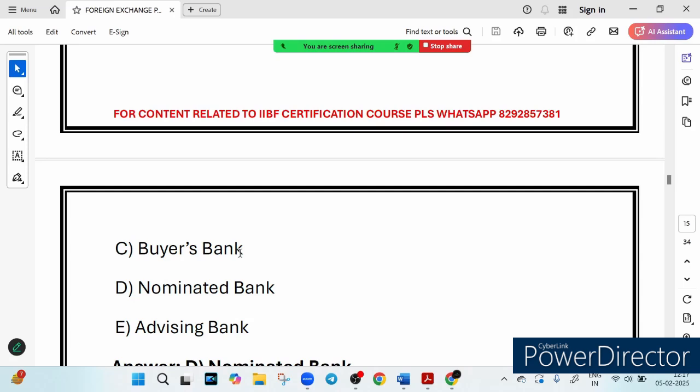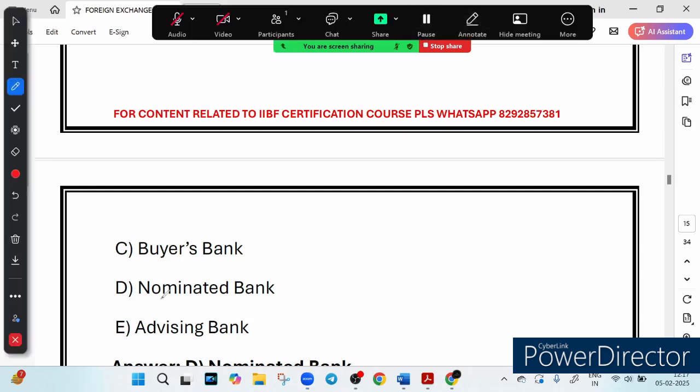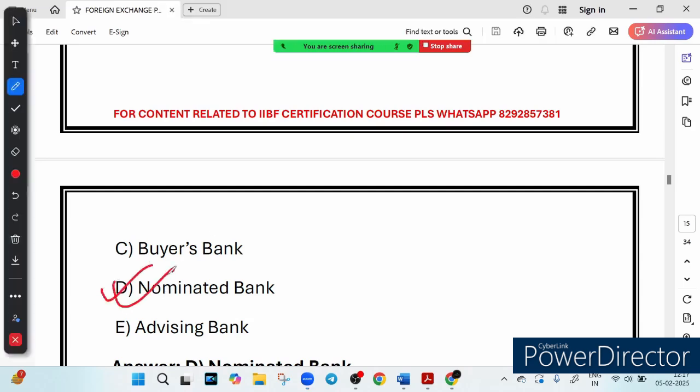Now option D is the nominated bank. Correct. This is the correct answer. You know that the nominated bank is the correct answer. This is the bank that is specifically mentioned in the letter of credit. It is the bank authorized to make the payment to the beneficiary upon receiving compliant documents. For example, let's take Sita. Sita, a seller, presents documents to the nominated bank as per the LC terms. The nominated bank checks the documents and makes payment available to Sita once everything is in order. That is why option D is the correct answer.